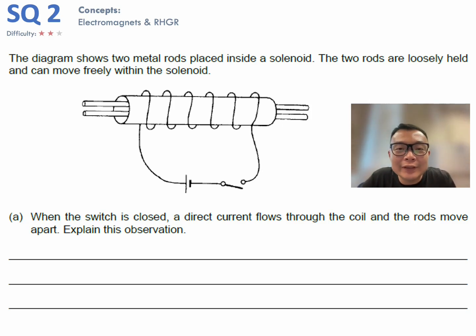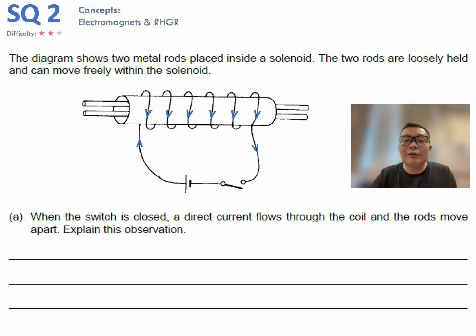This is a question on the magnetic field of a coil or solenoid, and also we must use our right hand grip rule to determine the polarity of the solenoid electromagnets. So we can first trace the direction of conventional current to determine how current coils around the wires or around the solenoid, and I put in the blue arrows to show this direction.